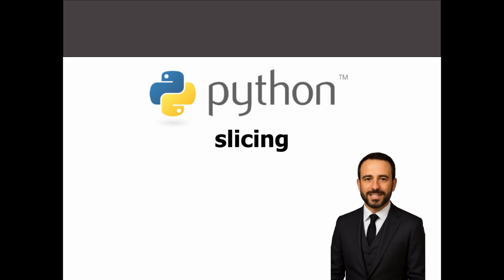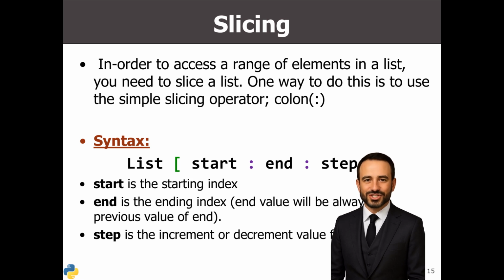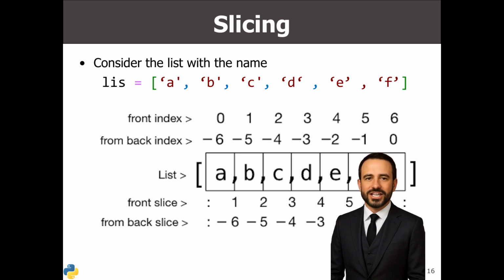Next, we explore slicing, a powerful operation to extract a range of elements from a list. Slicing extracts a sublist. This visual shows how elements 3 and 4 are extracted from a list. The syntax for slicing is list[start:end:step], where start is inclusive, end is exclusive, and step is the increment. This diagram illustrates front and back indices for a list containing characters A through G, along with slice indices.